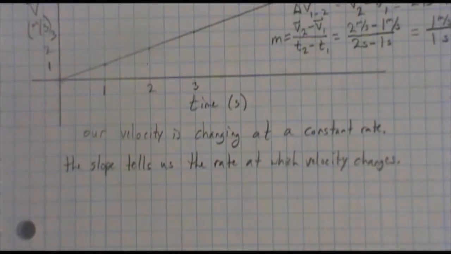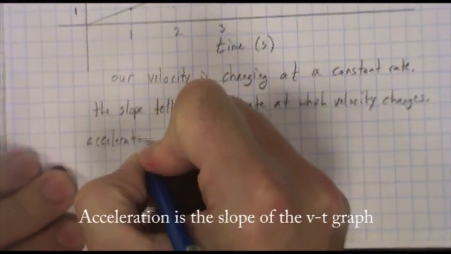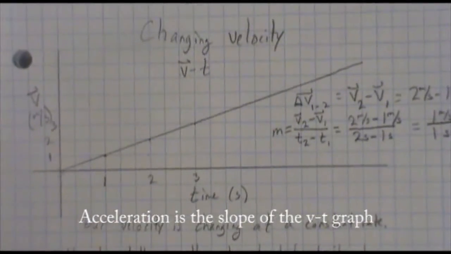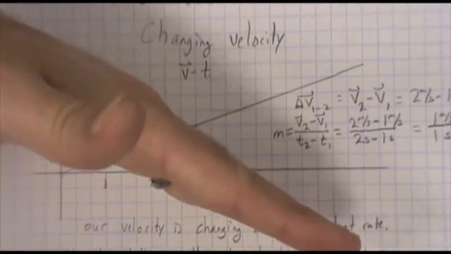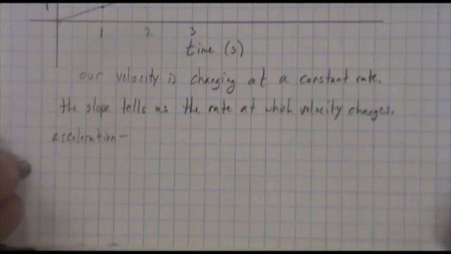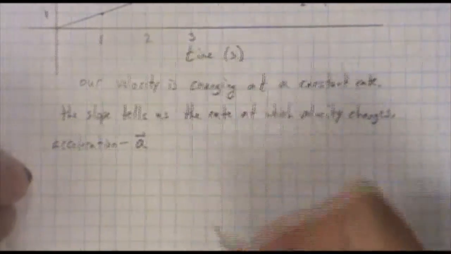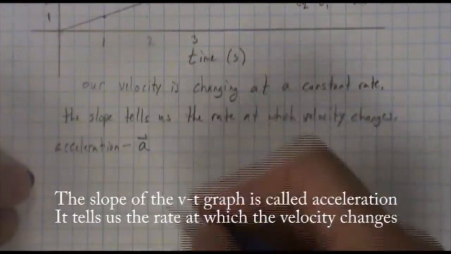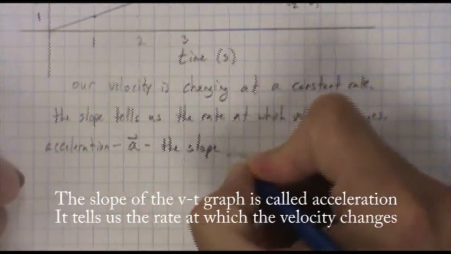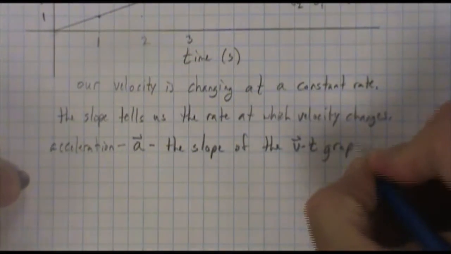Okay? This has a name. We call this acceleration. It has direction. The slope of this line is positive. It could have just as easily been negative. If the slope were negative, the acceleration would be negative. This is a directional concept. It's a vector. It has a symbol. There's the symbol. It has a definition. This is the slope of the velocity time graph.